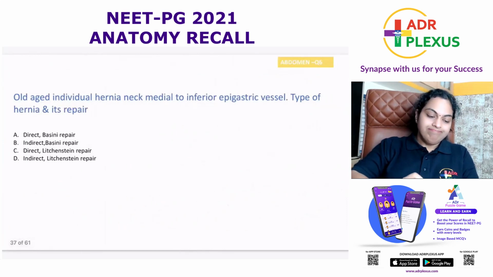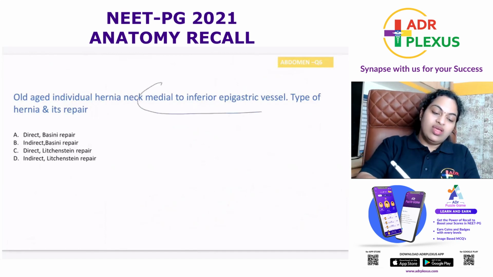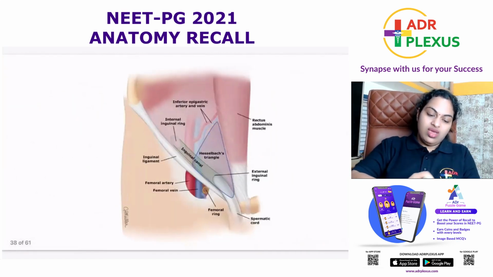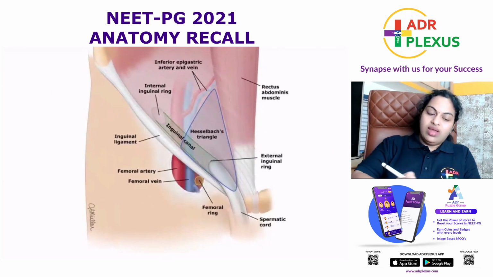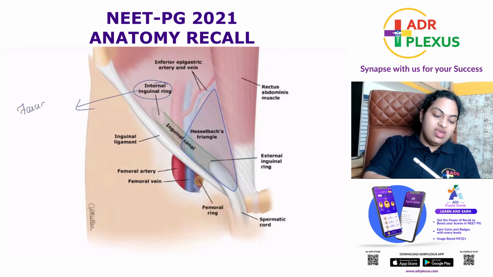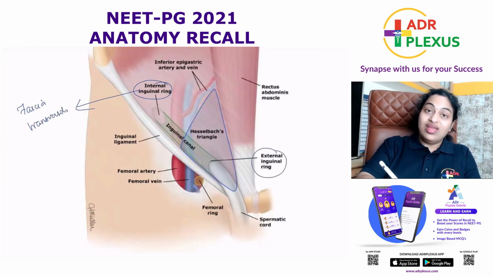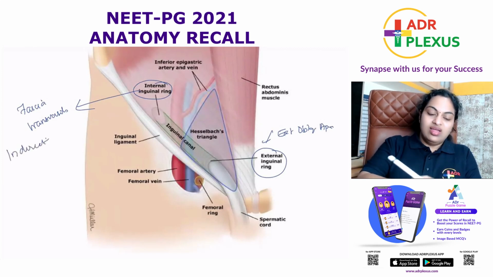Got it? Then, old aged individual, hernia neck medial to the inferior epigastric vessel. Coming to the anatomy part of it. So inguinal ring, inguinal canal, this is the deep inguinal ring, which is an opening in fascia transversalis, right? Superficial inguinal ring, that's an opening in external oblique aponeurosis. In indirect inguinal hernia, the contents enter through the deep inguinal ring, traverse the inguinal canal, and exit through the superficial inguinal ring.